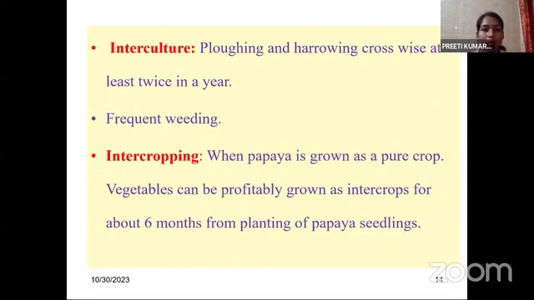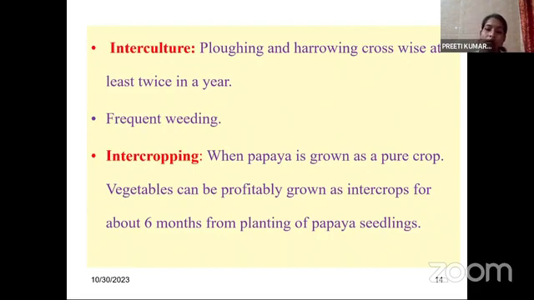Then, what are the intercultural operations needed in papaya? Plowing and harrowing crosswise twice in a year. Plowing and harrowing are the two main intercultural operations for papaya. And yes, weeding, obviously weeding is needed for every crop.